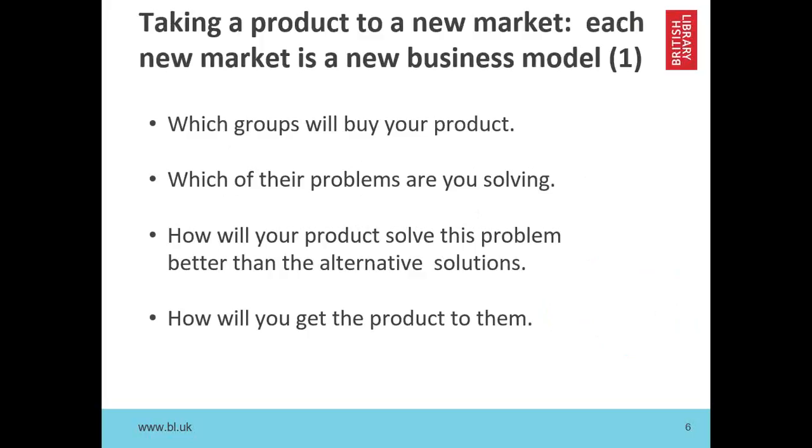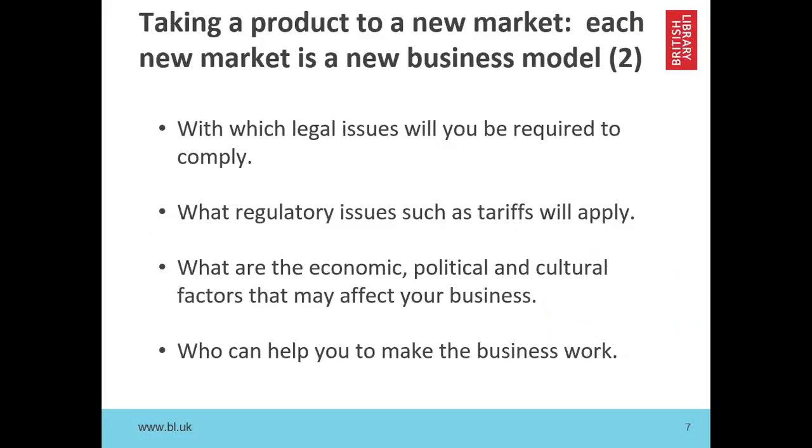When you're researching a new market, you have to look at all aspects of how your business is going to operate. And this means looking at each new market as if it was a new business model and addressing some key questions such as which groups are going to buy your product, which of their problems you're going to be solving, how your product is going to solve the problem and do it better than any of the alternatives that may already be on the market, and how you'll get your product to them. These questions you're seeing now and those on the next slide will form the basis of researching that particular market. Keep in mind, though, that although your business model may operate successfully in one country, that does not automatically mean that all aspects that you're currently using will work when you're operating in another country.